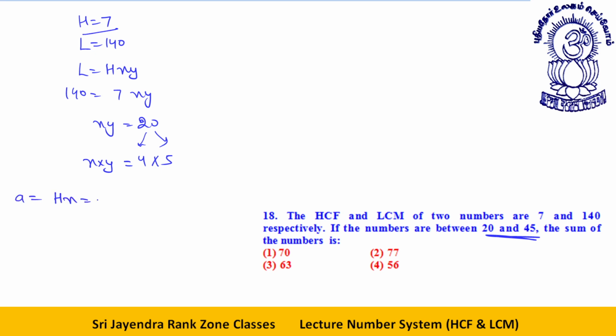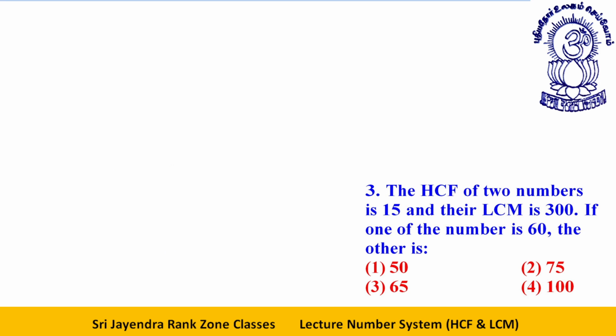A is equal to HX, that is 28. B is equal to 35. So the numbers A comma B are 28 and 35. The sum of the numbers, we require A plus B now. Can you sum these up? 63. This is your answer. Okay, let's move to the next one.